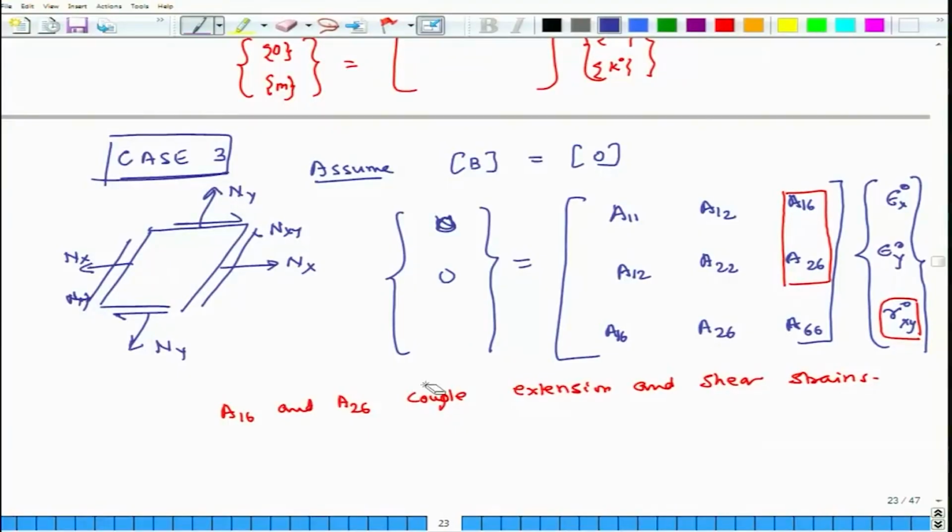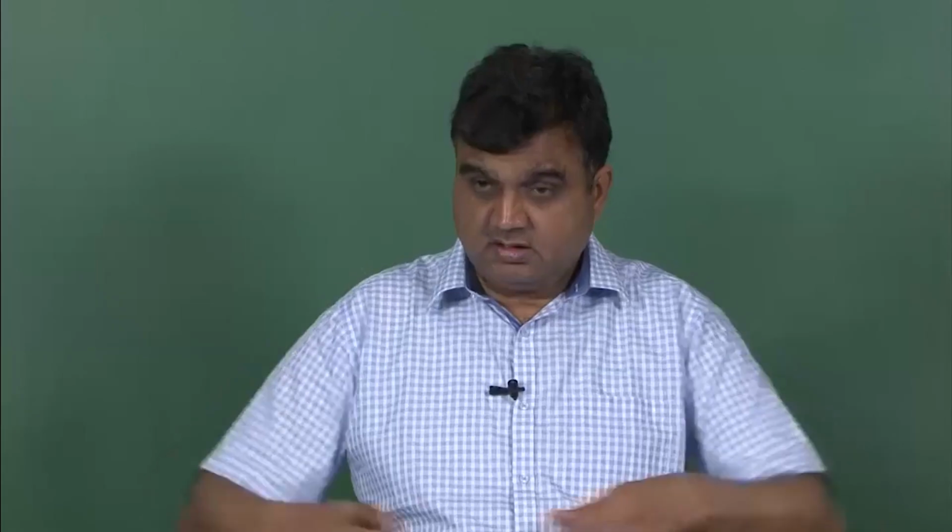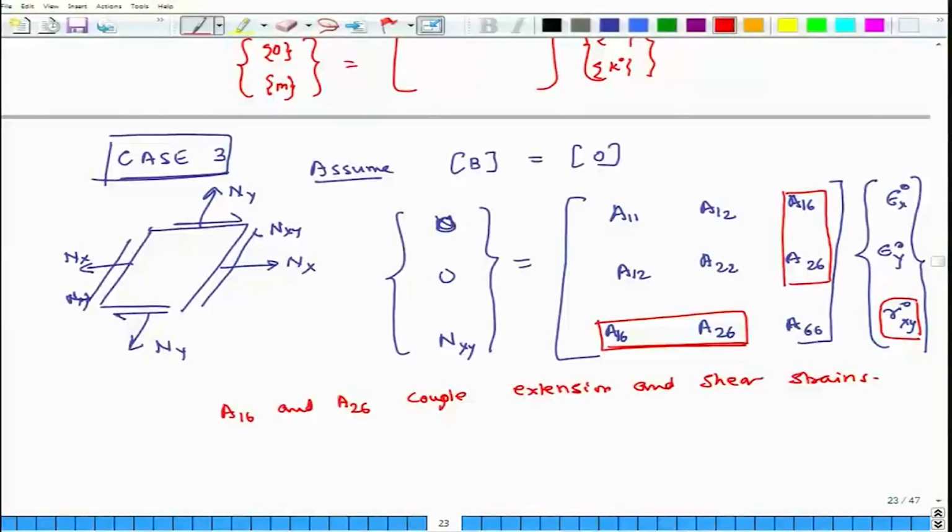Nxy, suppose I applied only Nxy, and if A16 and A26 are not 0, then these terms, because they appear in the matrix here, again couple epsilon x, epsilon y and gamma xy. So, even though I am applying pure shear forces on the plate, it is not only experiencing shear strains, but it is also getting stretched and compressed. Okay.